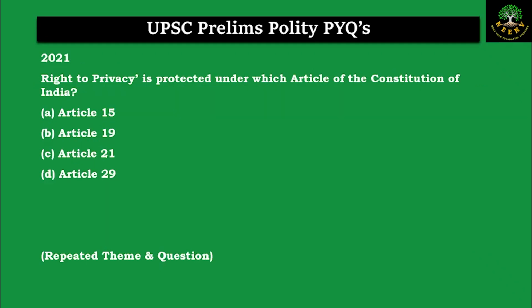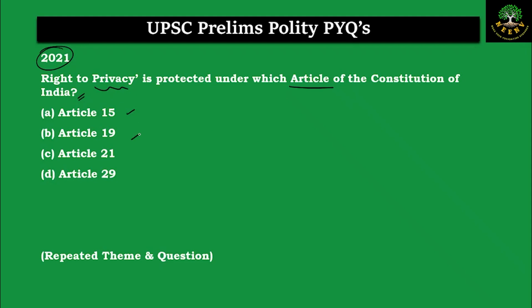Moving on to the next question. This question is from 2021. Right to privacy is protected under which article of the Constitution of India? This is a repeated theme and a repeated question. You can see at least 3 questions in the previous years which have the same wordings on the right to privacy. So this theme becomes very important.